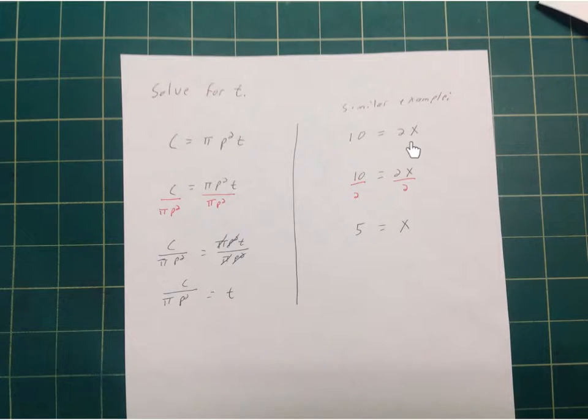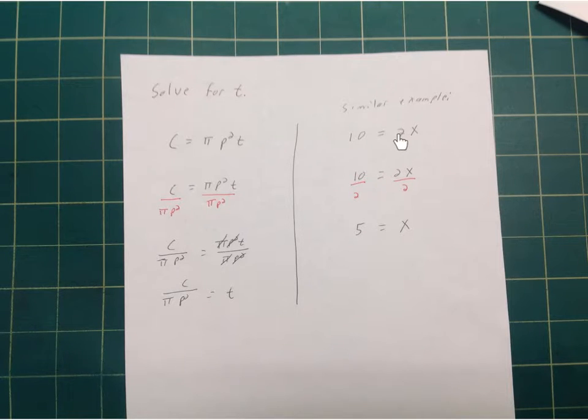Perhaps you're more familiar with something like 10 equals 2x. How do you solve that? Well, ultimately your goal is to get x by itself. And so the only thing you have to do is get rid of the 2. Well, there's no operation between the 2 and the x, so it's understood to be multiplication. This is 2x, or 2 times x.